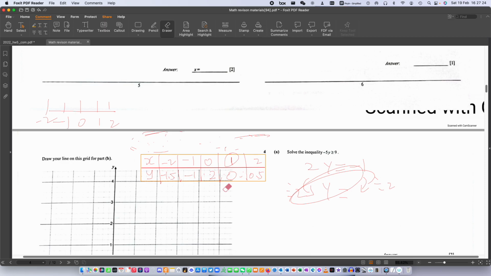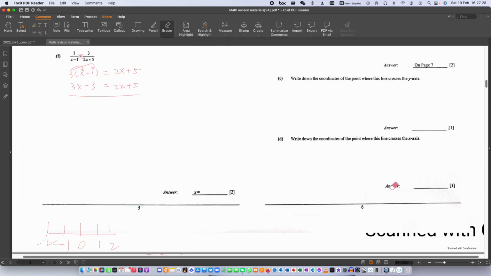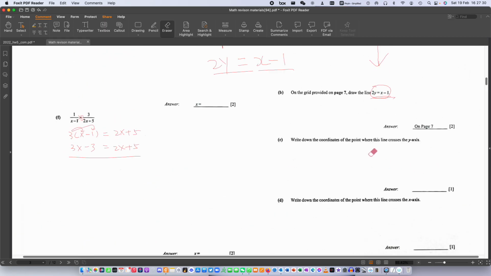So you know how to do the entire exercise? Must name the line. So 他讲什么? Write down the coordinate point where the line crosses. 你看 cross the y-axis. So in fact they are asking for what? The intersection for the y-axis, which is the point.